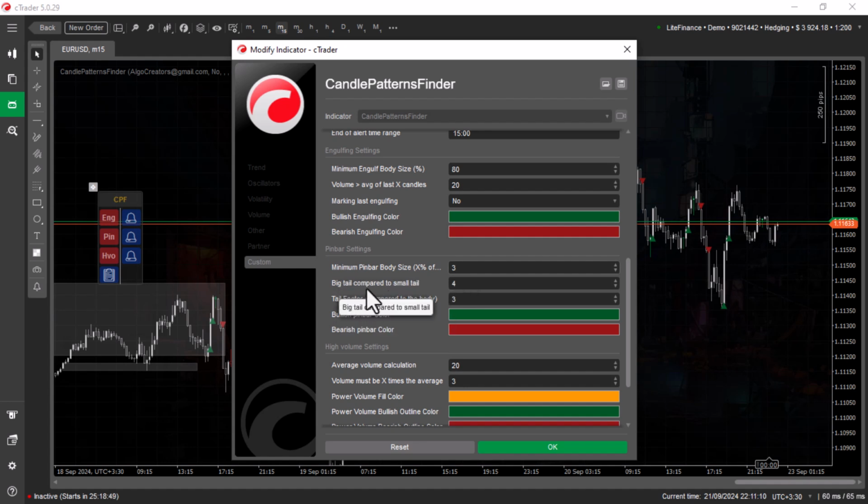2. Big tail compared to small tail. This option determines how much larger the long tail of a pin bar should be compared to its short tail. 3. Tail factor. This defines how much larger the long tail should be relative to the body of the candle. By default, it's set to 3. There are also two options for configuring the colors of bullish and bearish pin bars.